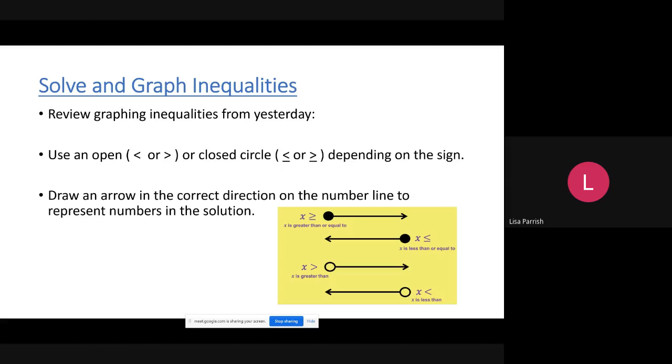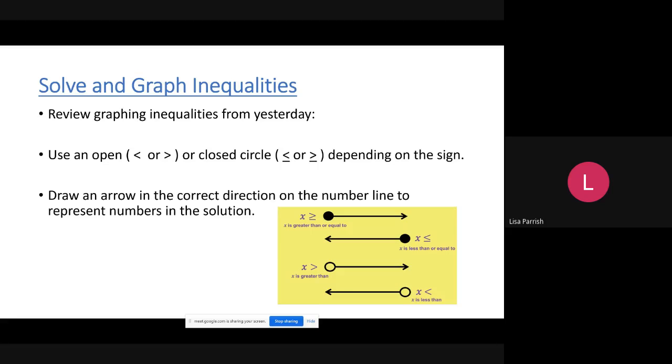All right. So that was practicing solving them. So now we're going to take it a step further. We're going to solve these and then we're going to graph them. So again, pull from your knowledge from yesterday where we practiced graphing, and then we're just going to add that to what we just talked about with solving them.